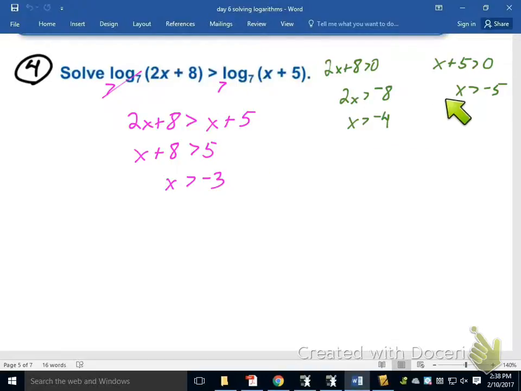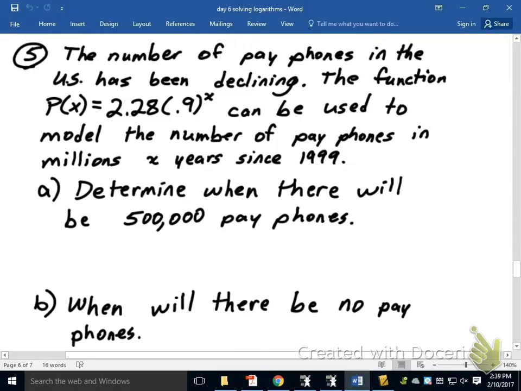If one of these had been higher, like x had to be greater than, say, 0, that would have actually become my new answer, that x had to be greater than 0, instead of what I got originally of x greater than negative 3. But both of these restrictions play well with what I got as an answer, so this is my answer.